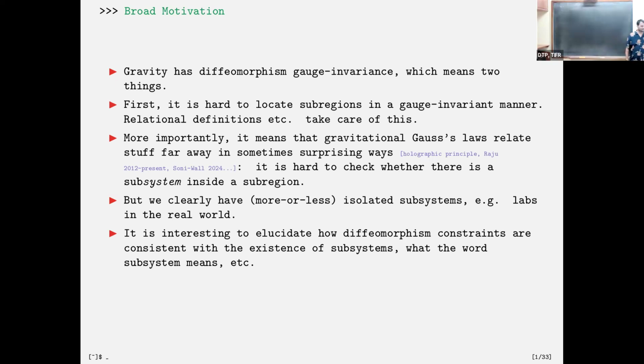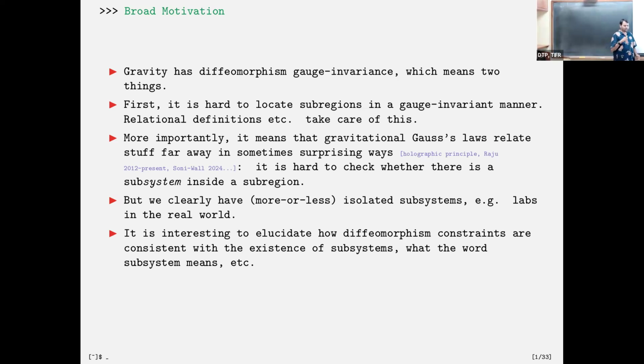I guess it will become clear. Maybe in the gravitational setup... Can you just draw a circle with a subregion? I will just say the same thing with circles. It won't become clearer, because this is just the broad motivation. I'm just saying that you have to be very careful in defining subsystems in gravity.